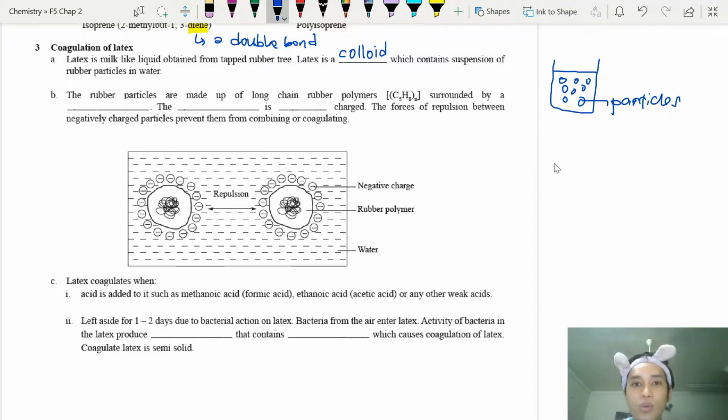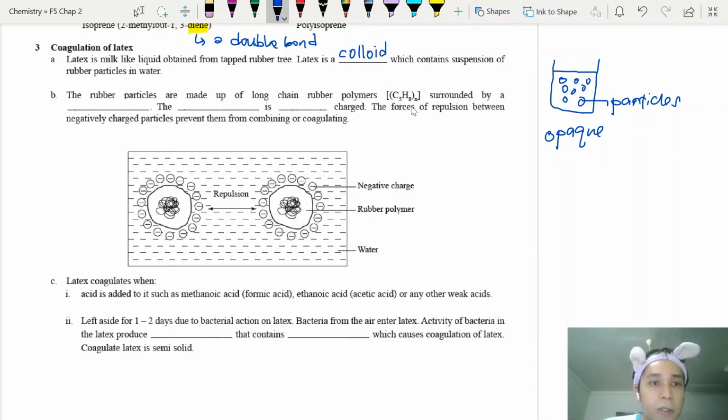If you say solution, solution means that the appearance is clear, transparent, like water or sugar water. That is what we call a solution because it's clear, we can see through. Normally colloids, the appearance is opaque. Opaque meaning it's not transparent. So an example is your milk. Inside there are particles floating inside.